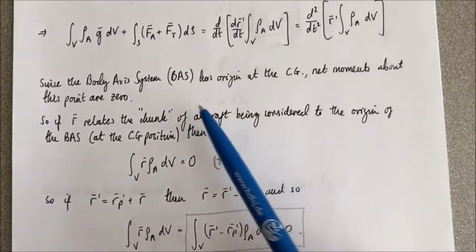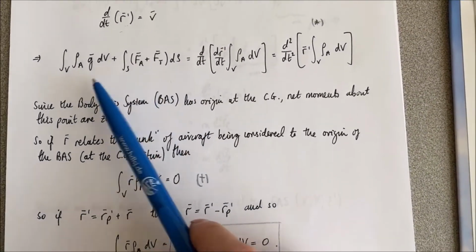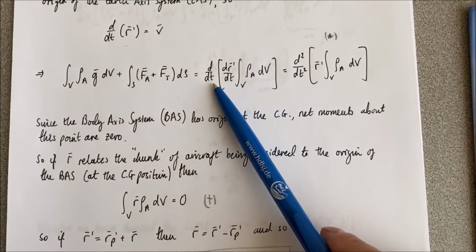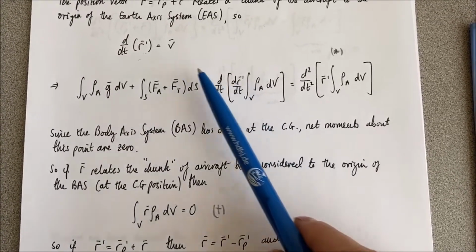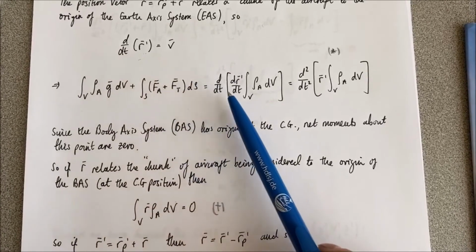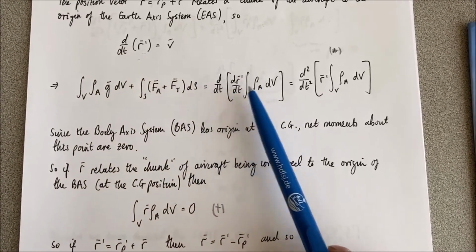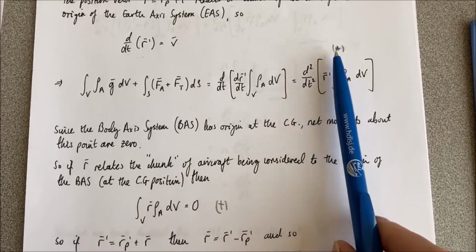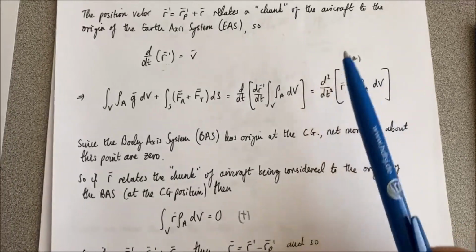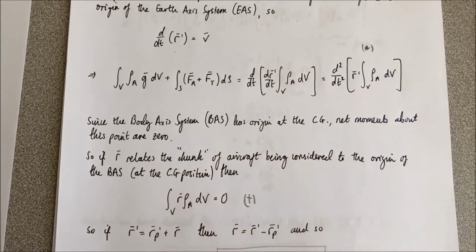So the left-hand side stays the same, and then we have d by dt. We've replaced v by this expression here, which just comes from this, and that just gives us the second derivative of r bar dash with respect to t. And we're going to call that equation star because we're going to use that again in a moment.